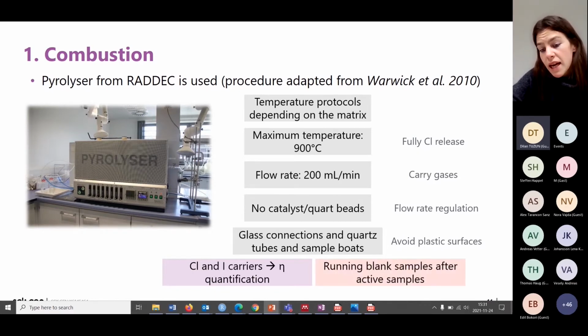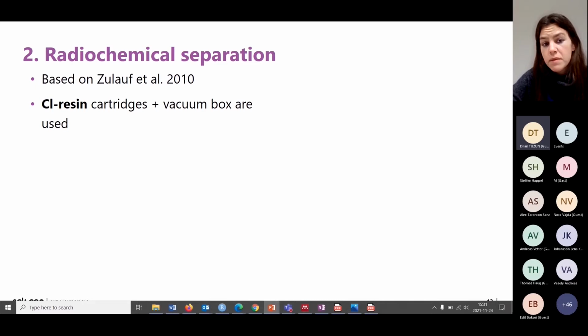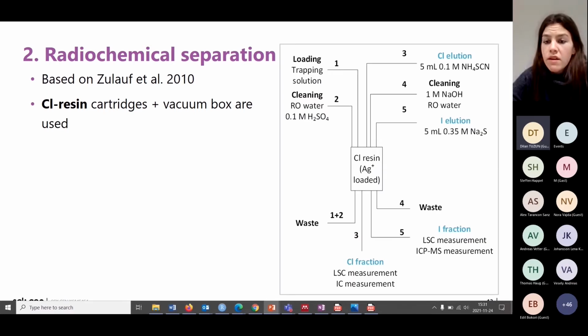Blanks were always run after each active sample in order to evaluate possible effects. So the second step, the radiochemical separation, was also based on Zulaw's publication in 2010, where a solid phase extraction was performed using chlorine resin cartridges together with a vacuum box in order to speed up the procedure. The figure on your right shows the radiochemical separation procedure, where chlorine was eluted with ammonium thiocyanate and iodine was eluted with sodium sulfate.